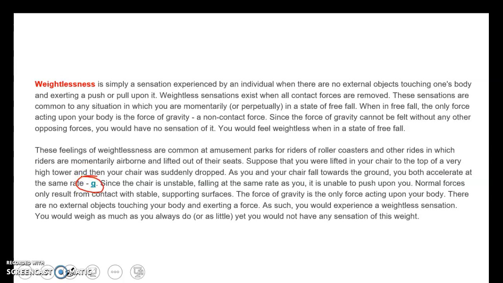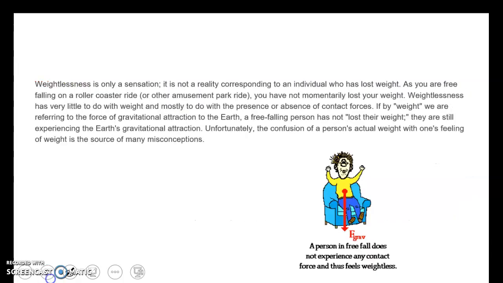Since the chair is falling at the same rate as you, it is unable to push upon you. Normal forces only result from contact. So to have a normal force, we've got to have contact. So to experience weightlessness, you would weigh as much as you always do. That does not mean you lose weight. It just means you don't have any sensation of this weight because you're not making contact with anything. You're not getting the normal force. So it's only a sensation. Doesn't mean you lost weight.